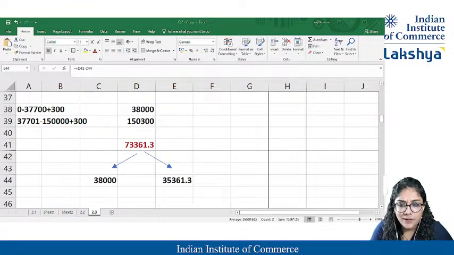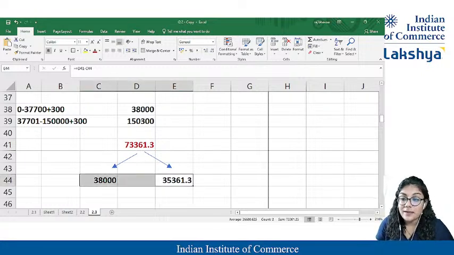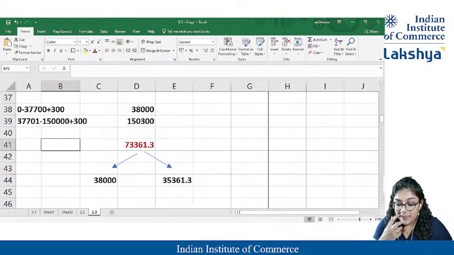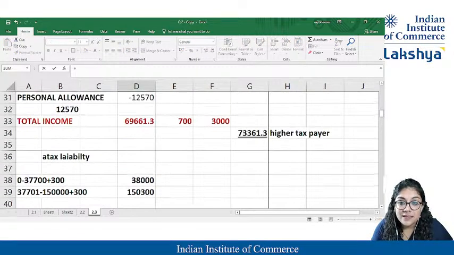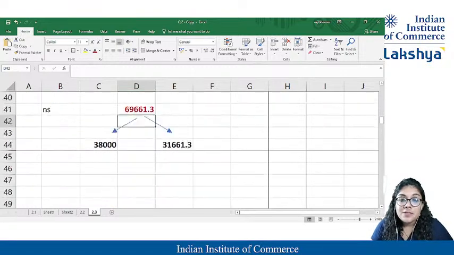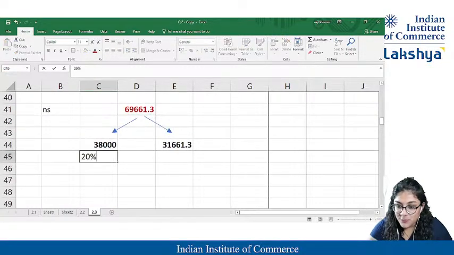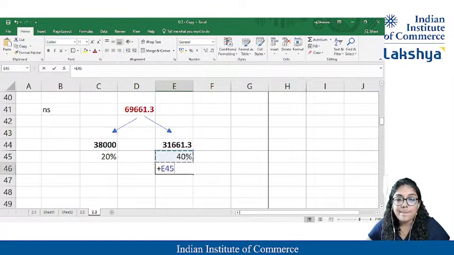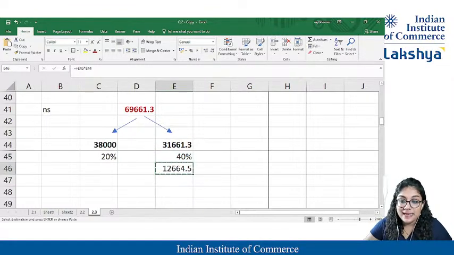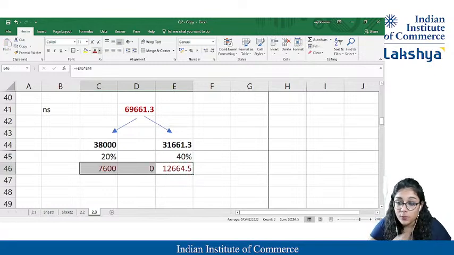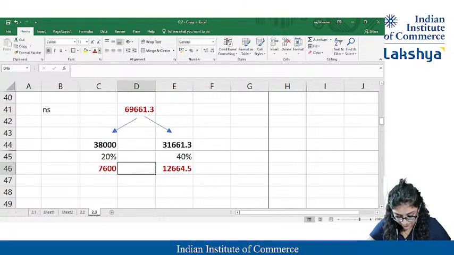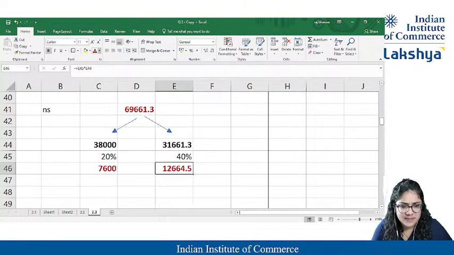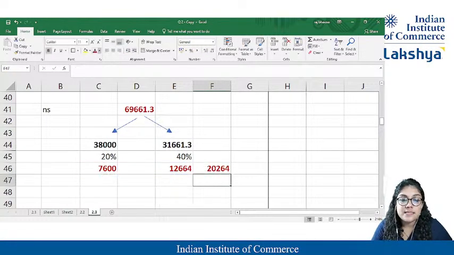So guys, what is this first, non-savings income? Over here I have to write non-savings income, NS. Non-savings income over here is not this, it is this. So now bifurcate this. Now this will be my slab. On that I will pay 20%, and over here on the remaining it will be 40%. I hope you guys are getting these things. So what will be my tax liability over here? If I make it bold, this is my tax liability. 7600 over here, and it's 12665 or maybe 12664. I don't want it in points. So if I make the total, this is my first tax liability, which is basically for non-savings.